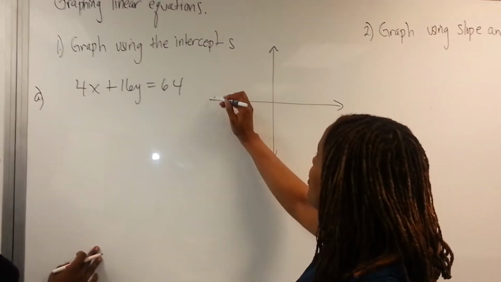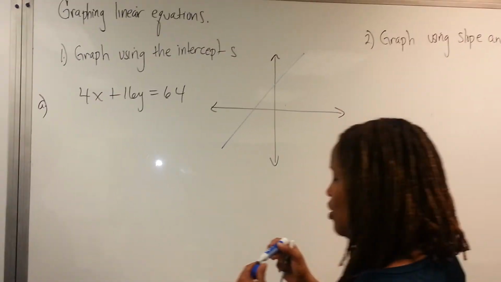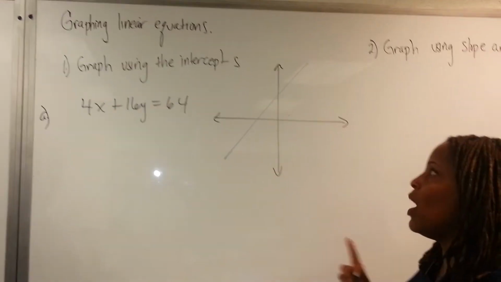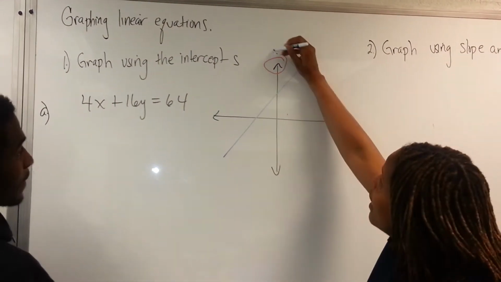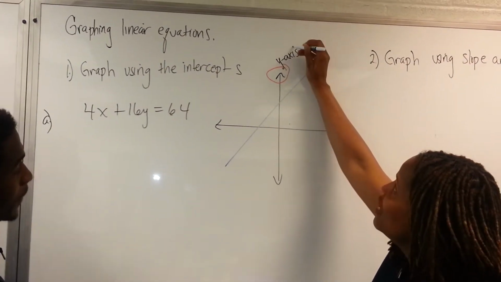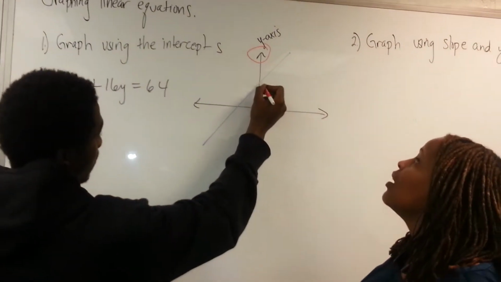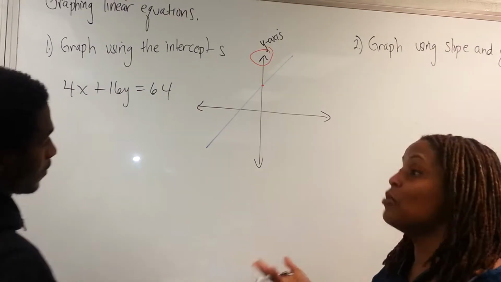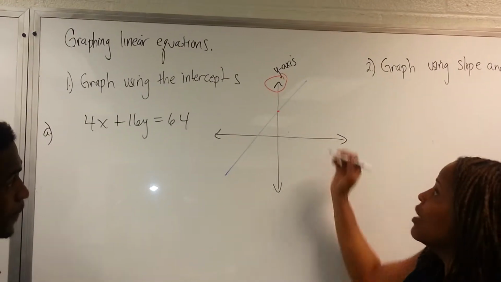If I have a graph and this is the equation, point to the y-intercept. No, this is actually the y-axis. What's the y-intercept? Good. That's the point where your graph actually crosses the y-axis. You got that? Yes. Okay.